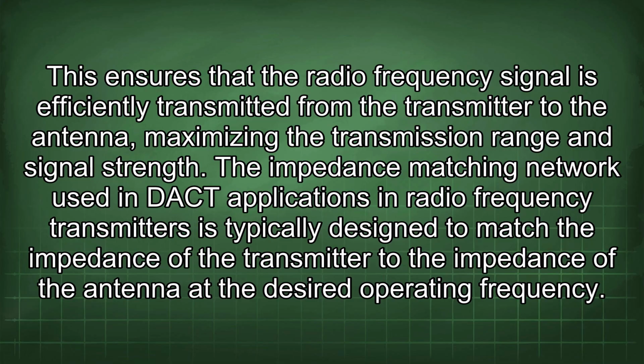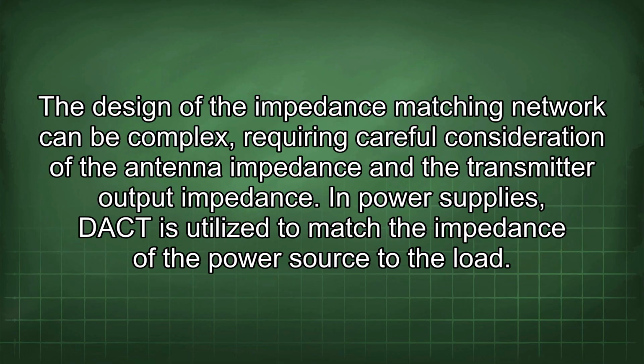The impedance matching network used in DACT applications in radio frequency transmitters is typically designed to match the impedance of the transmitter to the impedance of the antenna at the desired operating frequency. The design of the impedance matching network can be complex, requiring careful consideration of the antenna impedance and the transmitter output impedance. In power supplies, DACT is utilized to match the impedance of the power source to the load.